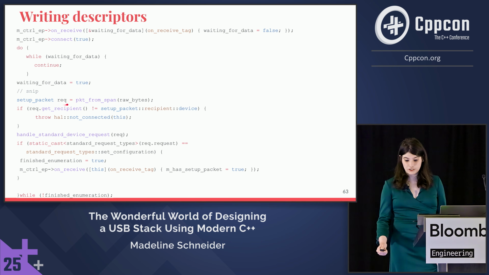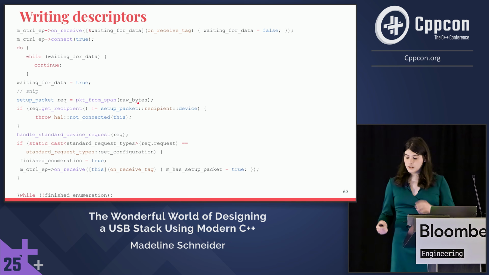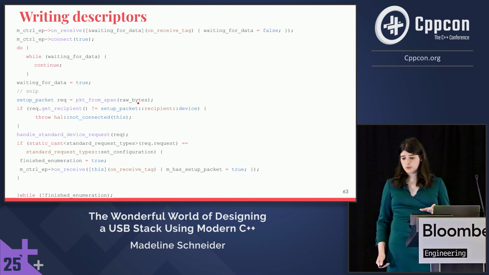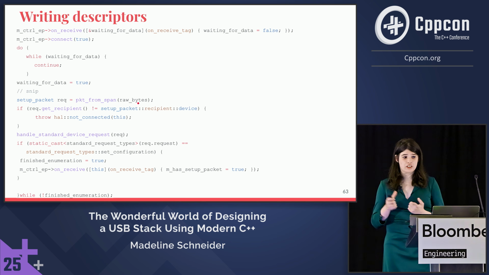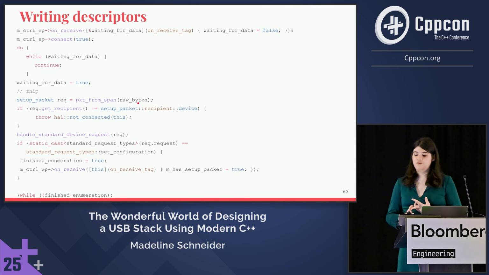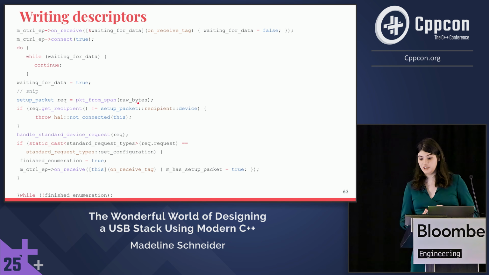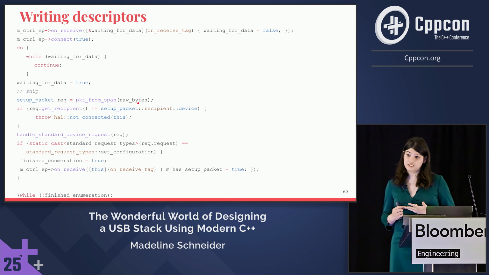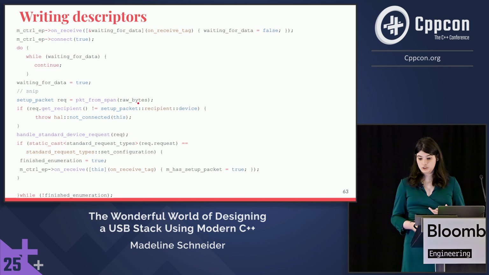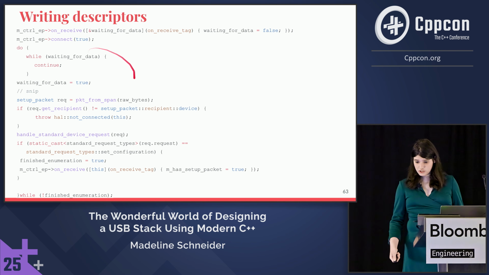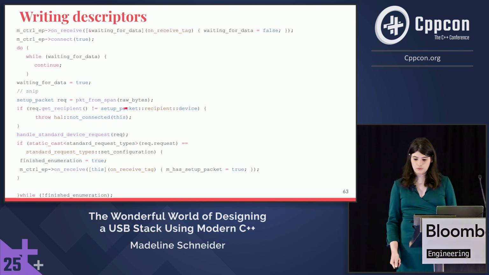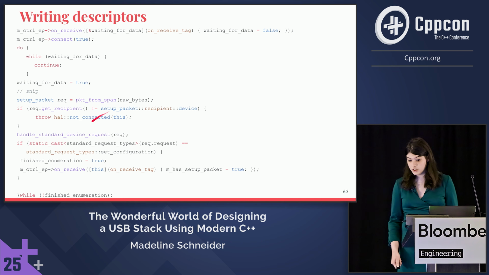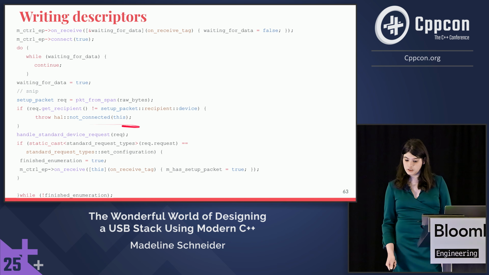Then we actually parse out the request packet. The schema of the packet is not super important. All you really need to know is that it contains a type of request, a few extra parameters, including the recipient, and it contains how many bytes have been requested by the host. So we make sure that the recipient is the device, because it doesn't make sense to have a recipient that's not the device at this point. And then we go and handle the device request.